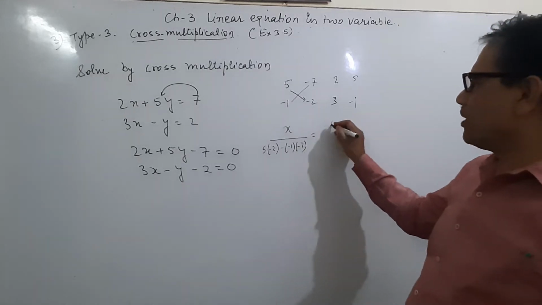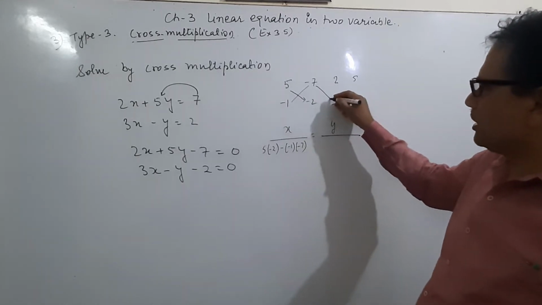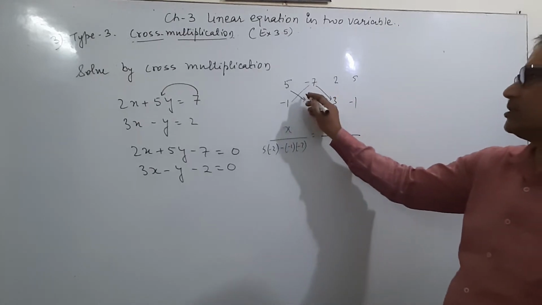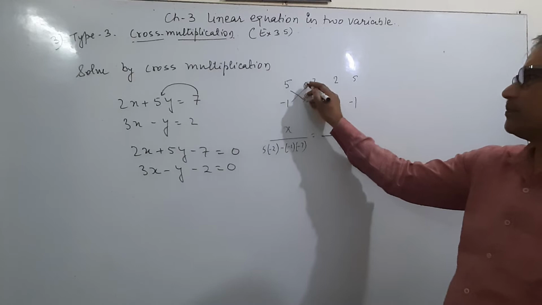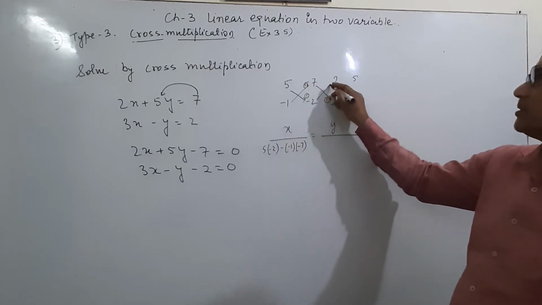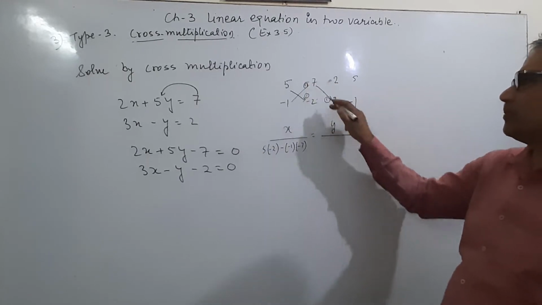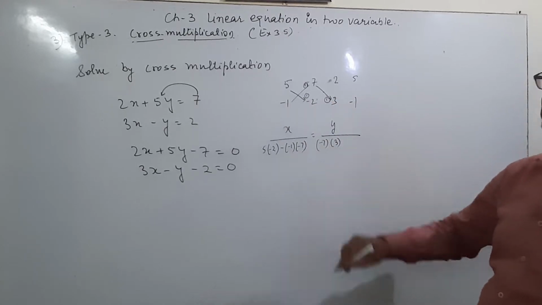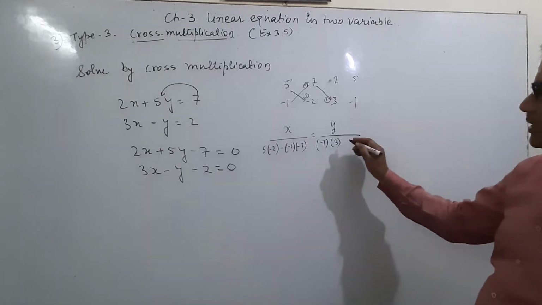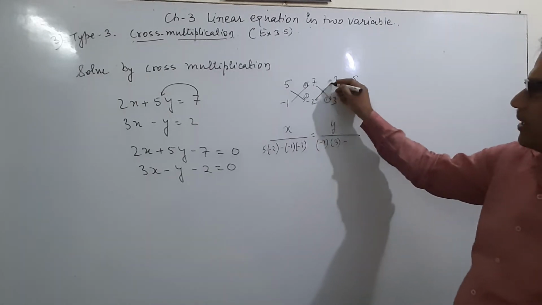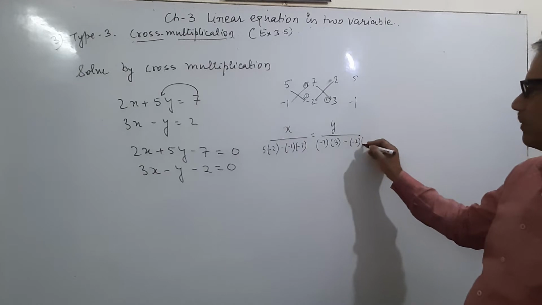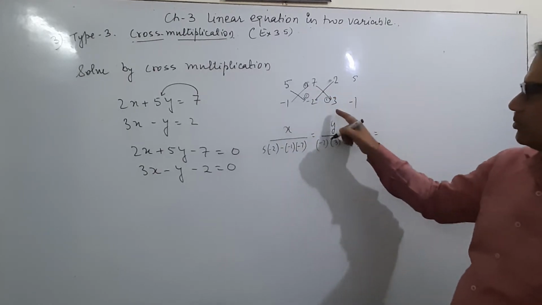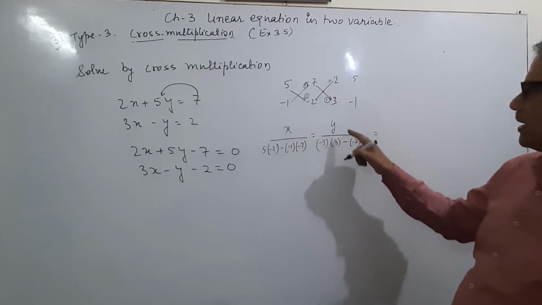And similarly y upon: multiply this one. First this, and then this. This is the first step and this is the second. First you have to multiply minus 7 by 3, and you have to put the sign minus. And then this multiplied by this: minus 2 multiplied by 2, which is 7 times minus 3 minus 2 times 2.